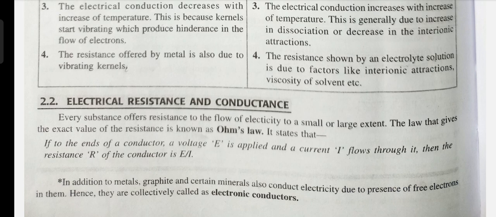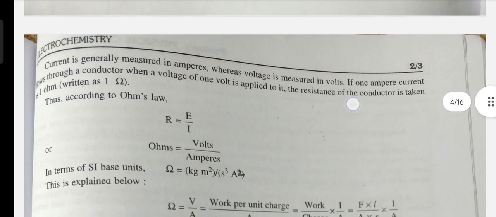Electrolytic resistance and conductance. Every substance offers resistance to the flow of electricity to a small or large extent. The law that gives the exact value of resistance is known as Ohm's law. It states that if a voltage E is applied to the ends of a conductor and current I flows through it, then the resistance R of the conductor is E by I.